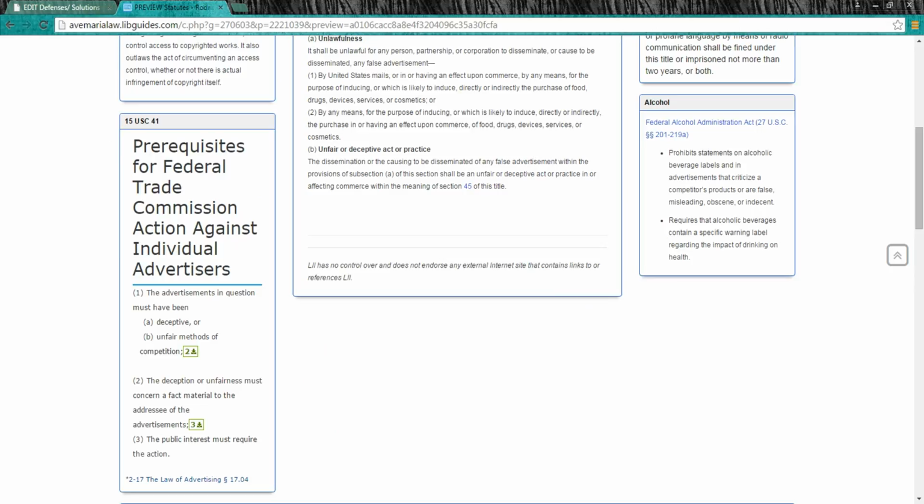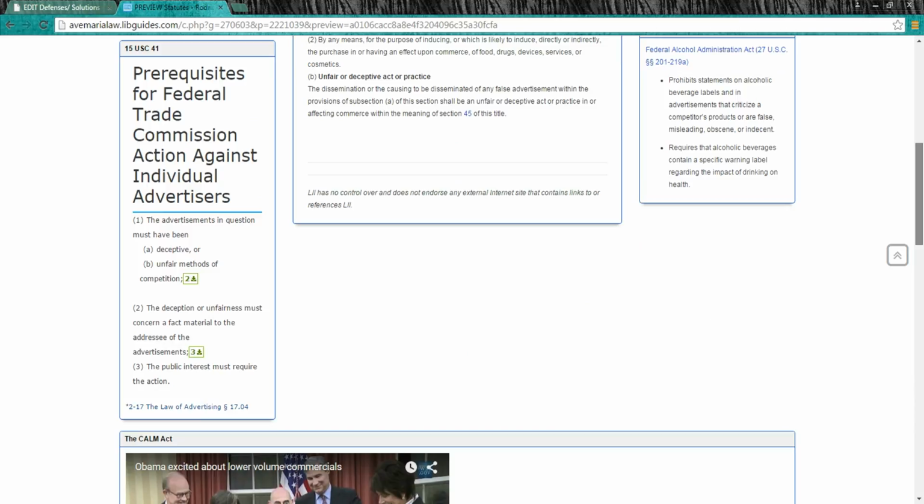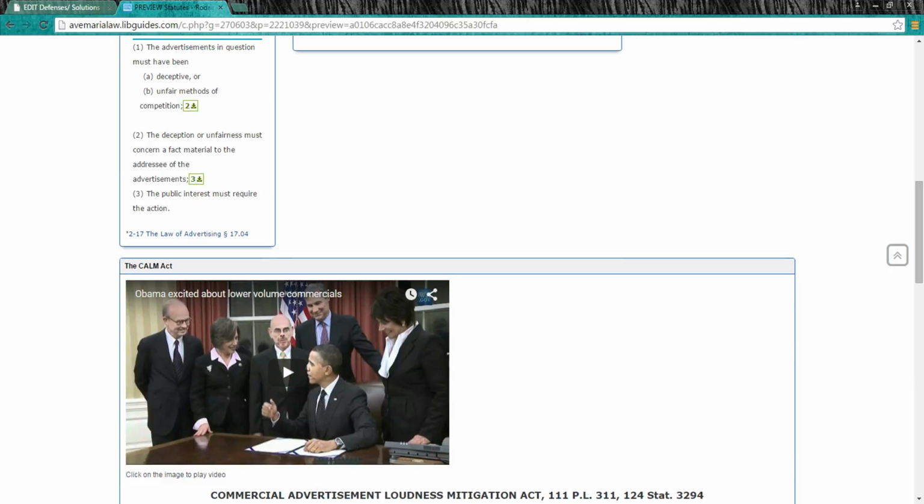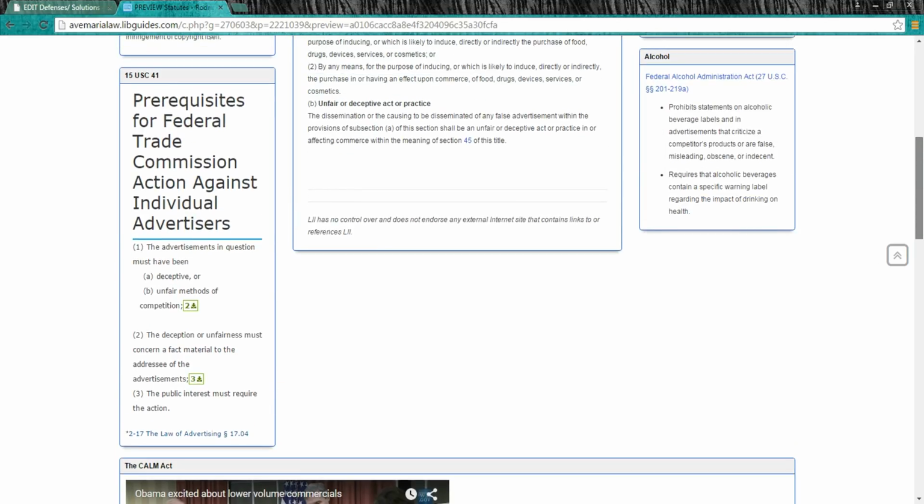So I included some of the other statutes that I mentioned in some of the case law, and then I tried to break them down. So this is the deceptive act. The advertisement in question must have been deceptive, or involved unfair methods of competition, and I included links to what that meant. The deception or unfairness must concern a fact material to the addressee of the advertisement, and the public interest must require the action. I got that from that treatise that I mentioned earlier. It was an extremely long law, many pages, and it broke it down and said these three things apply. If you have these three things, that's when you'll have a deceptive ad violation.